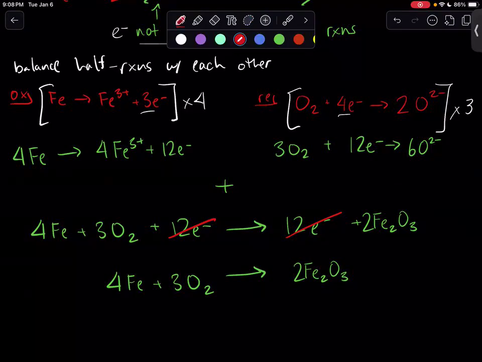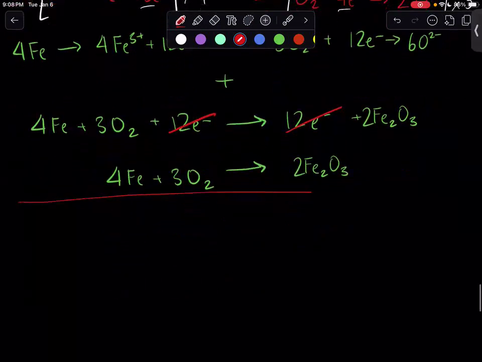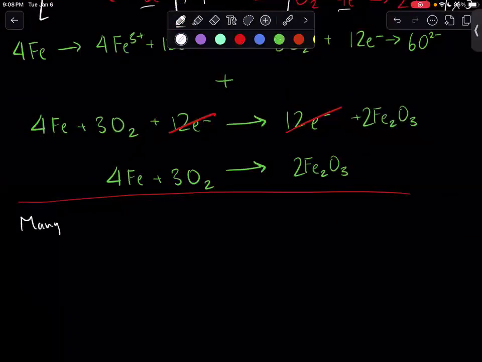Balancing half reactions is something that takes a lot of practice, and you will do it more within the chemistry classroom. Now, both of these reactions we saw happen in neutral conditions. However, many redox reactions occur in acidic conditions.